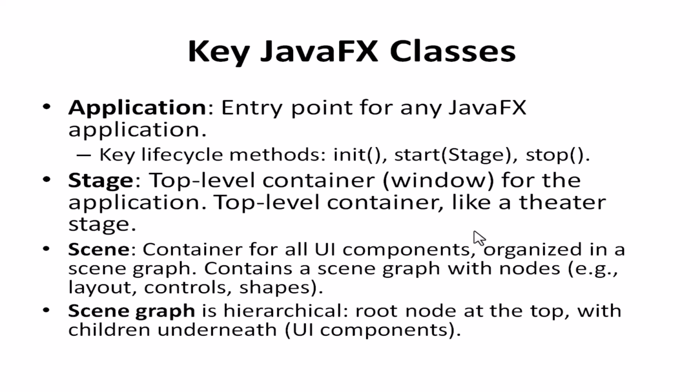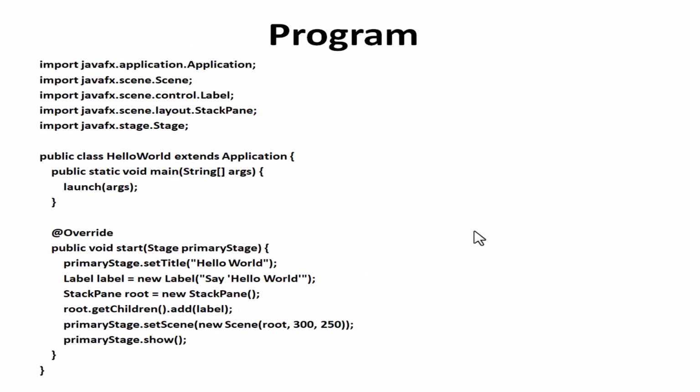Next, scene graph. It is hierarchical, with a root node at the top and children underneath. For example, you have a root node with two children, and it keeps continuing up to the leaf nodes. Like that, it has UI components. So here we have an example program, and these are the specific packages which we are importing.